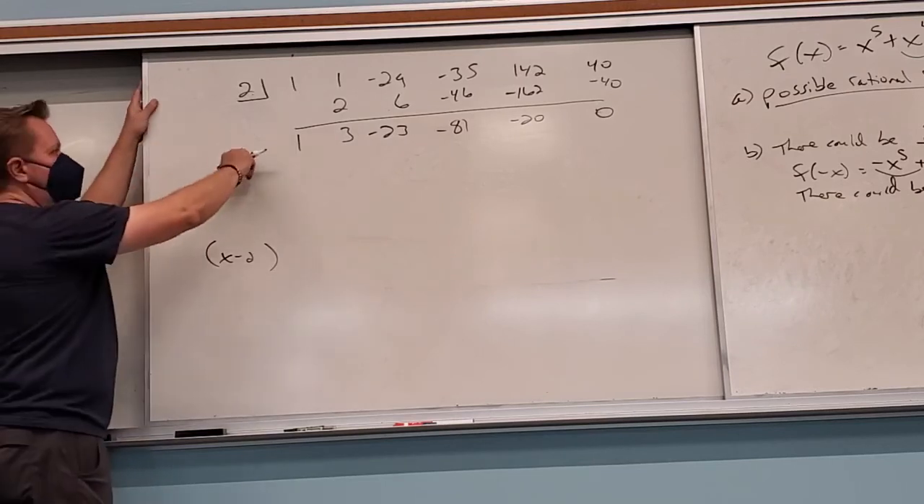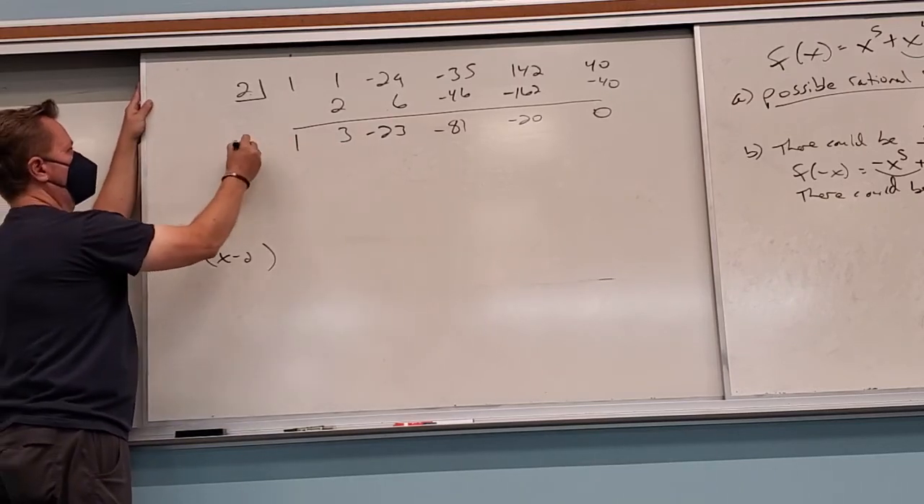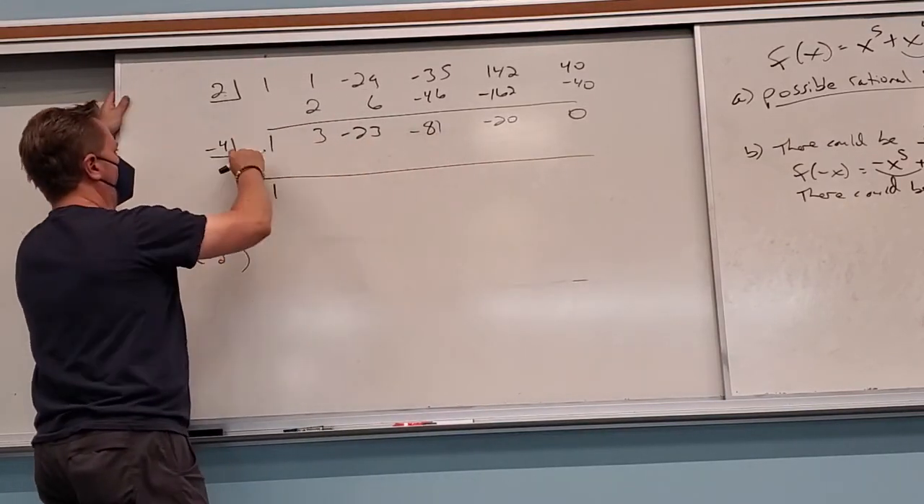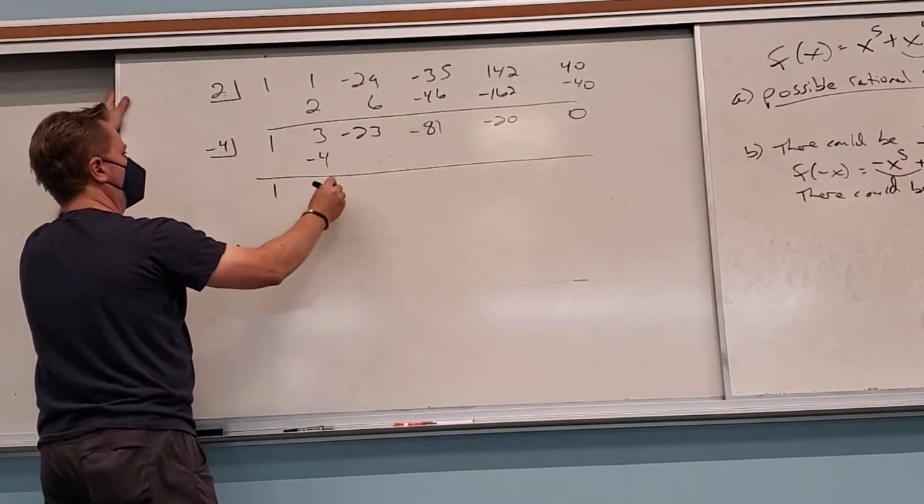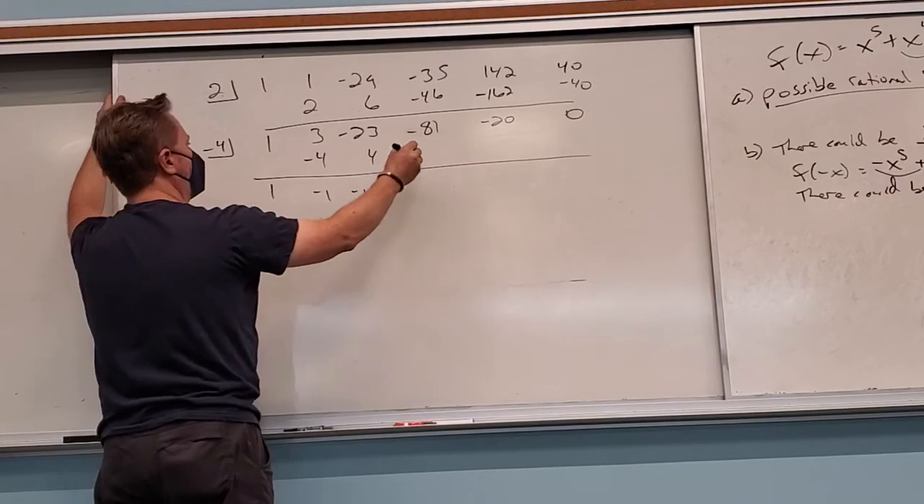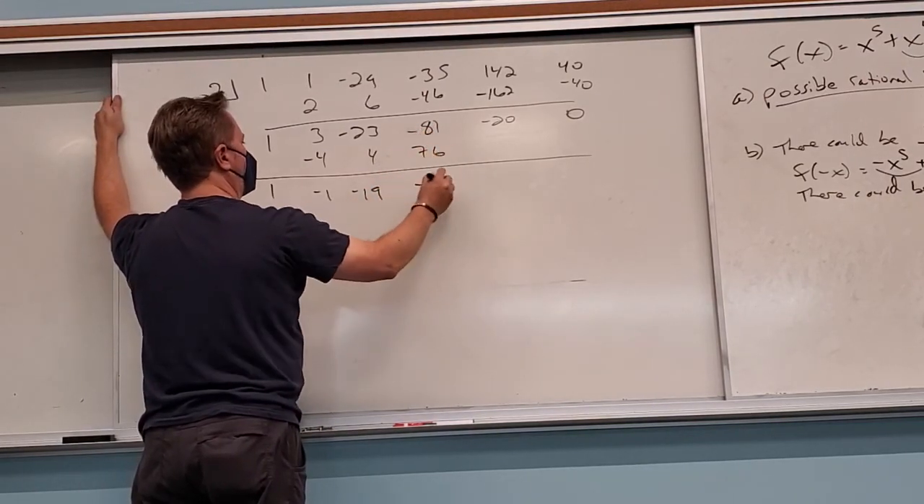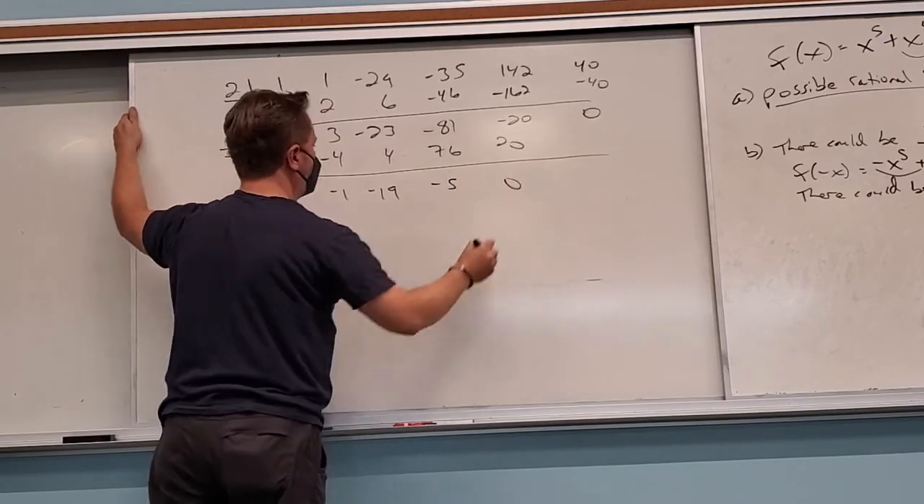So you could try 2 again, but somebody said that negative 4 works. Is that what you said? Let's see if we can trust Jeff anymore. Negative 4, negative 1, 4, negative 19. Ooh, you're going, Jeff. 6, 3, 76, negative 5, 20, 0. Yeah!